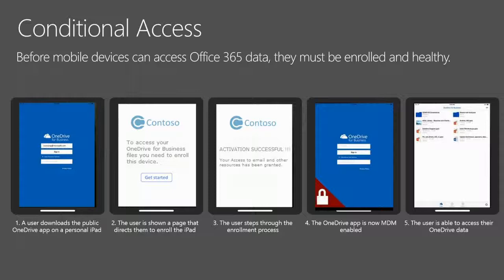But it doesn't stop there. If anything changes on the device that changes the compliance status of that device, say they find a way to jailbreak the device, you are no longer compliant and you lose access to the Office 365 data from that device. So it's a continual state: the device needs to be enrolled and it needs to be in a healthy state before you can connect.